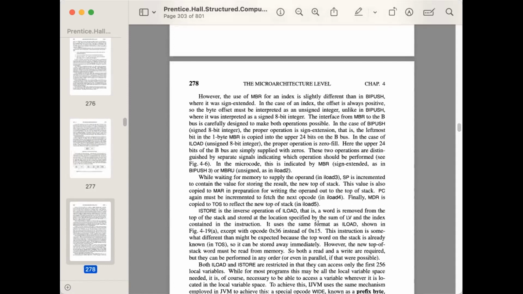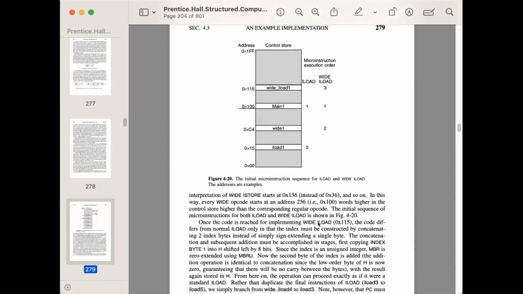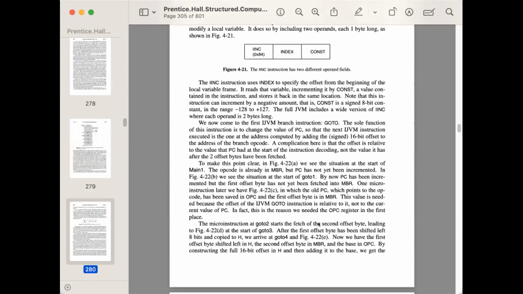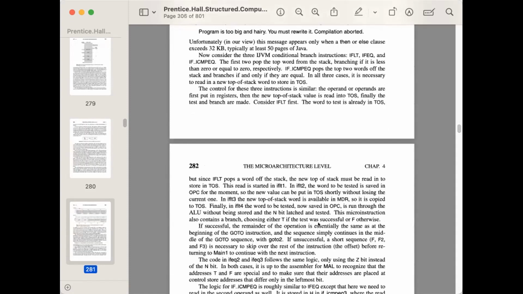So there's an explanation there, and some more examples that we can do with that.